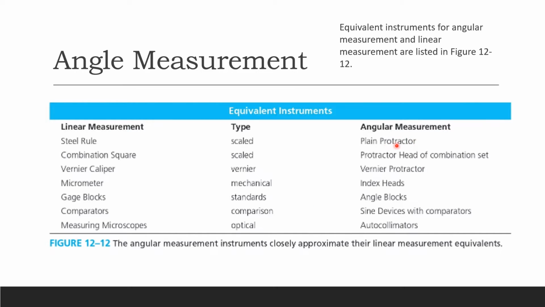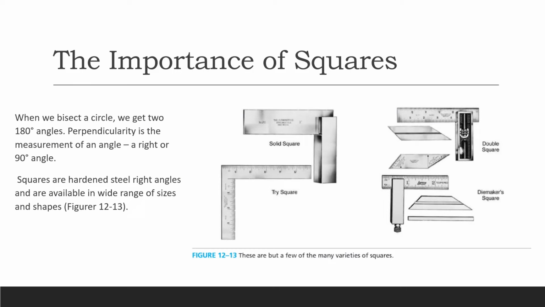In angular measurement, we're going to study the plane protractor, protractor heads of combination set, vernier protractor, index heads, angle blocks, and sine devices with comparators, and autocollimators. These are just for the optical instruments. They measure angles, and these other instruments measure linear measurements. A square is just an instrument to measure the angle.